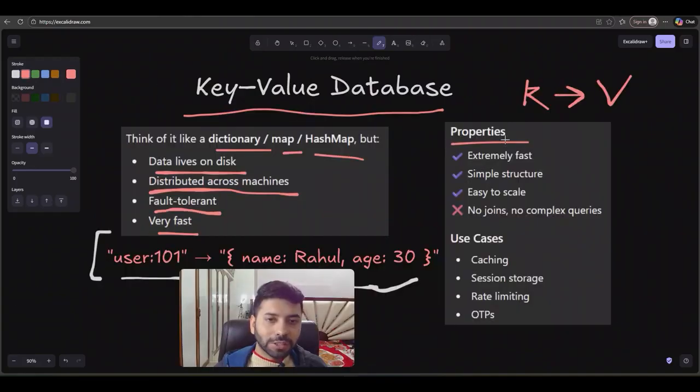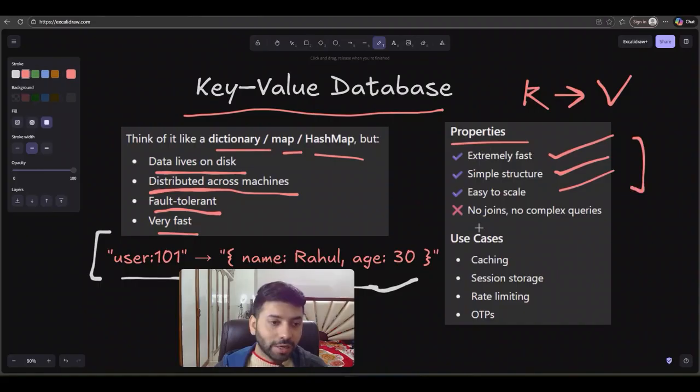Some of the properties of key value database are that it is extremely fast. It has a very simple structure, as you can see here. How is it fast? Basically you can directly get the data based on the key. So you will search via key and you will simply get the value out of it. Okay, and it is easy to scale as well. So these are the good things about it.